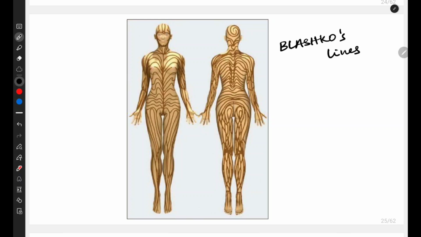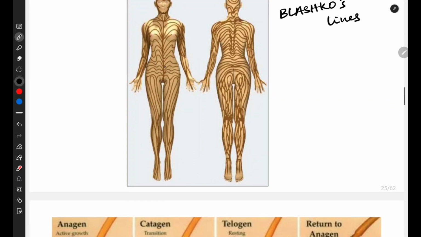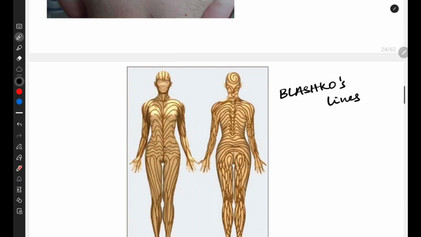Then these are called Blaschko lines. This might look like Langer's lines, which are used in surgery to make the surgical incision smaller. But this is called Blaschko lines. This will show the migration of cells. So primitively, from embryology, the cell development lines, from here it will move away. So the keratinocyte movement will be shown by these Blaschko lines.